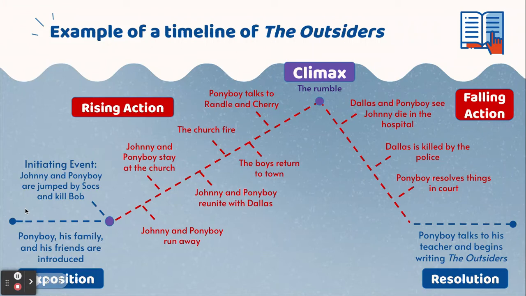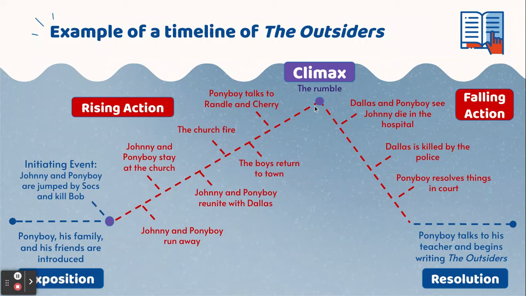So this is a plot structure, and we can see the exposition, initiating events, rising action, climax, falling action, and resolution. So this is a little bit simplified, but the exposition is when Ponyboy, his family, and his friends are introduced. We see the initiating event that introduces the conflict between the Socs and the Greasers, and that's when Johnny and Ponyboy are jumped by Socs and kill Bob.